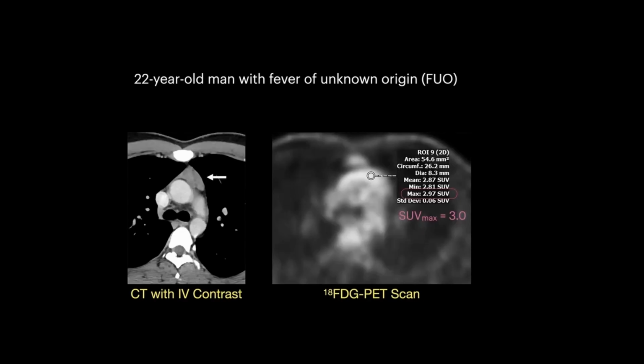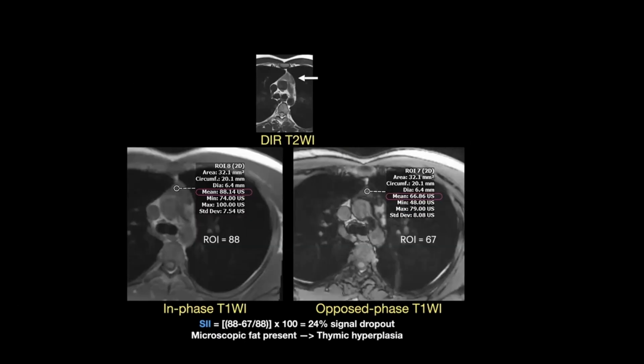Are we worried? And the answer is no, because normal thymus and hyperplasia can be very FDG PET avid. So PET can really confuse us, and at least if we're just evaluating a thymic lesion, it probably shouldn't be the first modality we go to. In this case, this was an incidental finding.